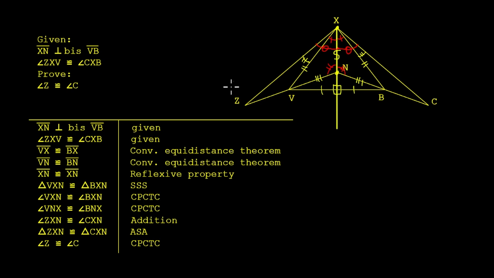Then we'll finish in green. Since those two triangles are congruent, then angle Z is congruent to angle C by CPCTC. So these two angles, Z and C, are congruent, and that is our proof. A lot of markings on this diagram, but if you think through the process and do it systematically, you'll be fine.